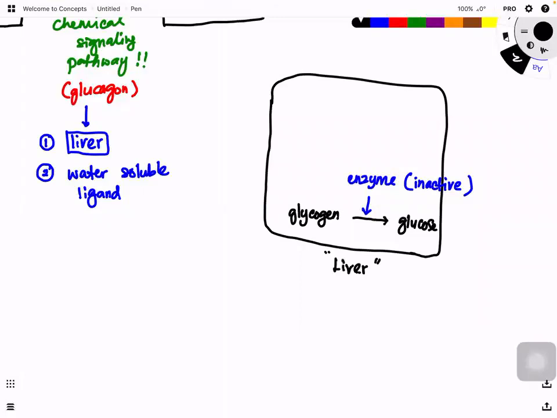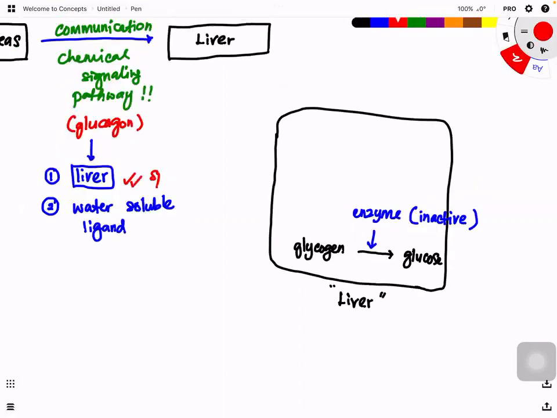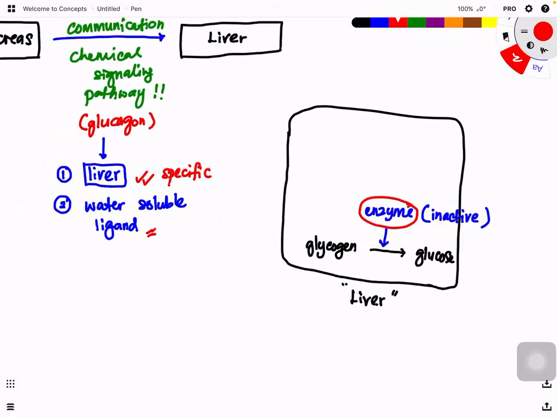Okay, so what happened here is, first, we have the issues. First, I want to be specific for liver cells to respond. Second, my target here is this enzyme. But my hormone or ligand is a water-soluble ligand. So a water-soluble ligand always has the problem that it is unable to diffuse across cell membranes. And they are relatively larger compared to small molecules.